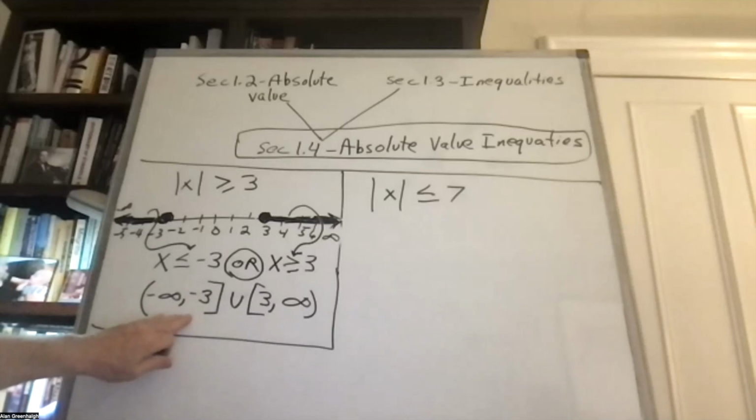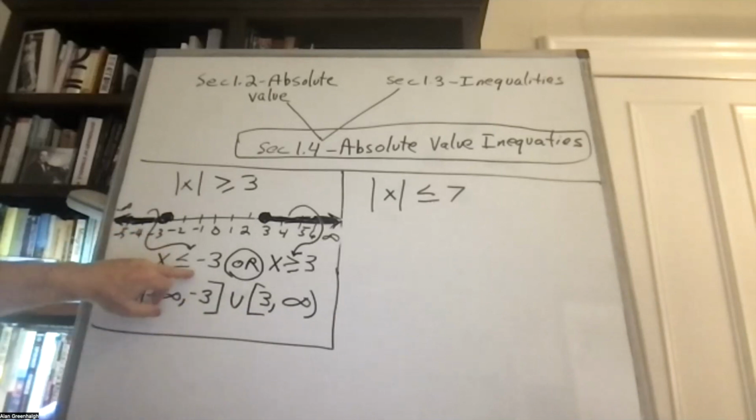So there it is. There it is there, and there it is there. It's everything either less than or equal to -3, or greater than or equal to +3. It's an or situation.